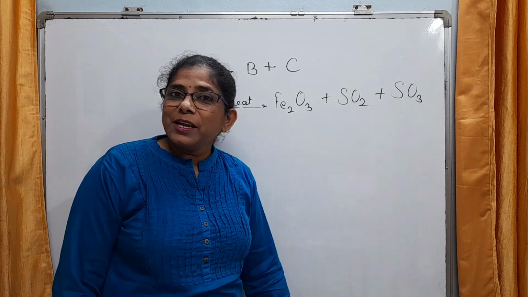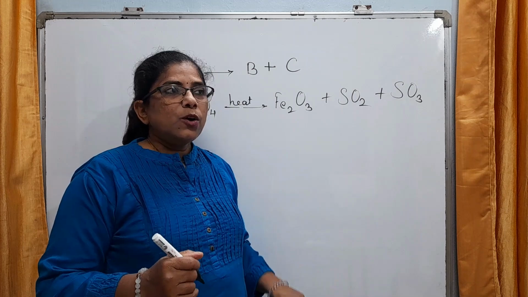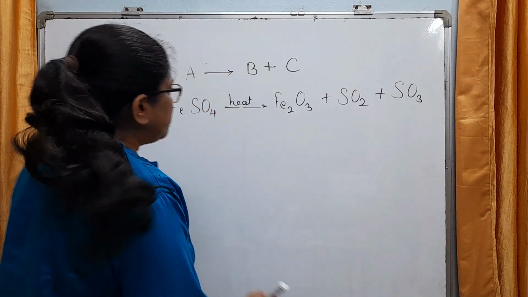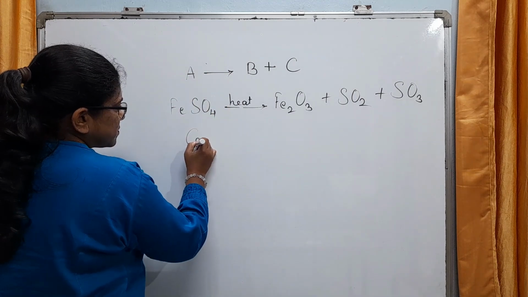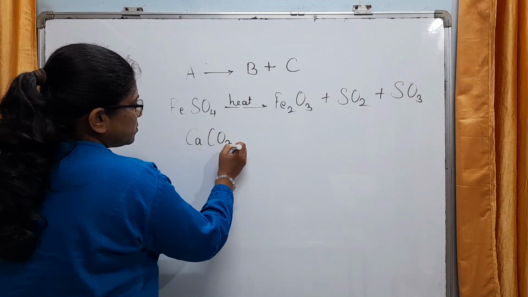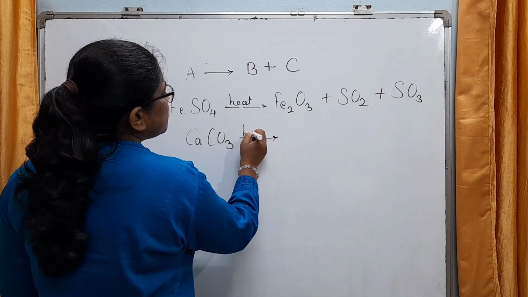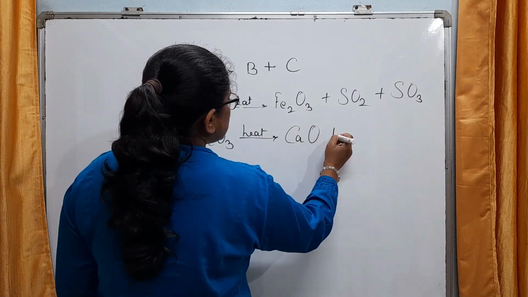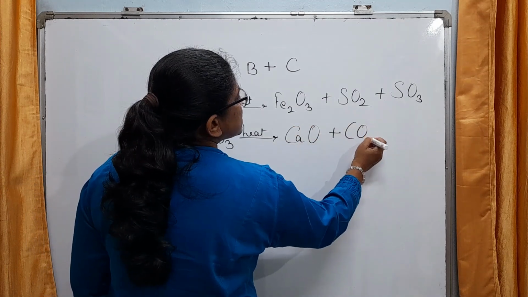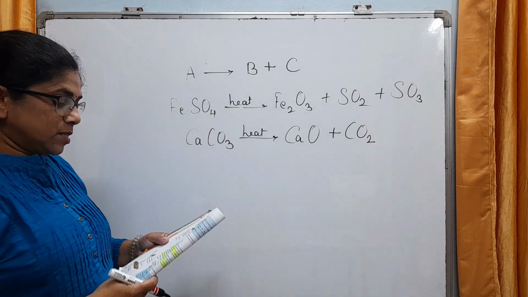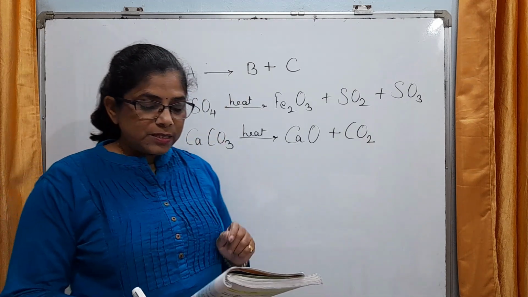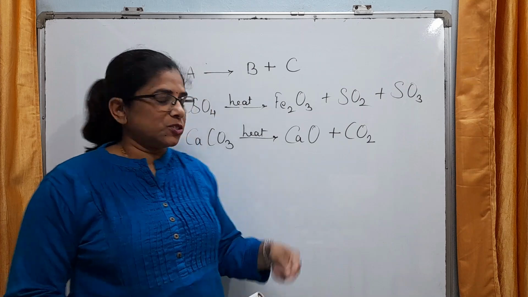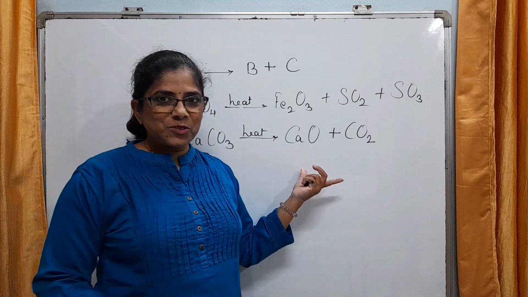It's chemical decomposition. One more example we can write for this decomposition is calcium carbonate. Again, if we heat this calcium carbonate, we get calcium oxide plus carbon dioxide. So this is one more simple example of chemical decomposition. One reactant breaks to form two products.